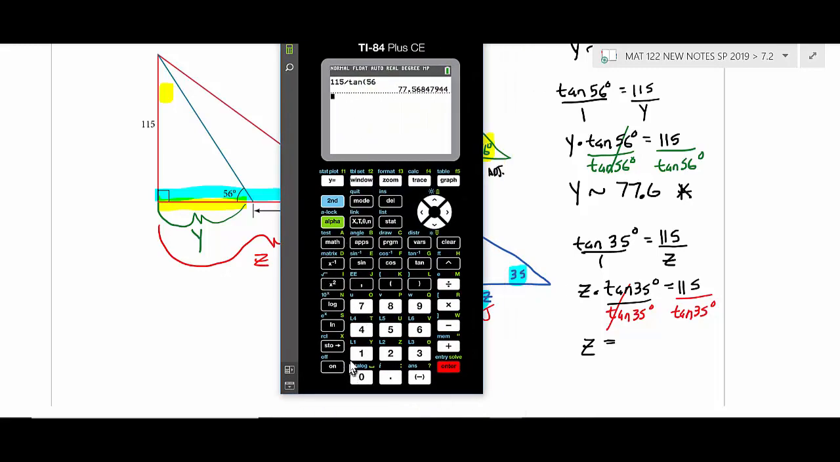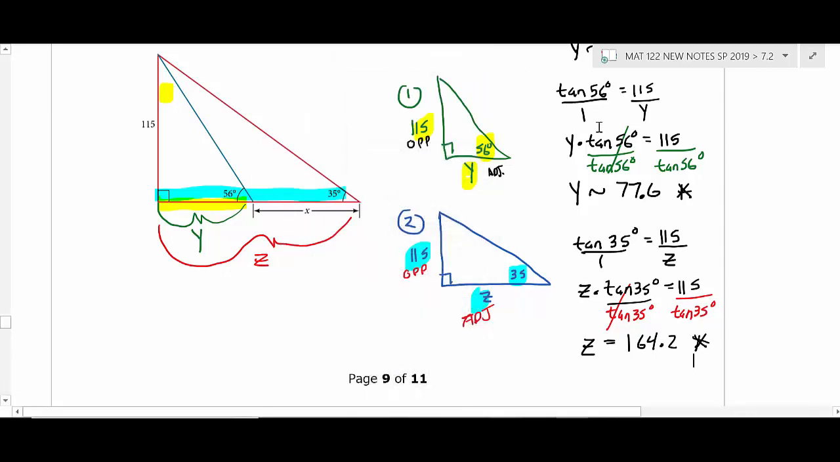So I'm going to take 115 divided by tangent of 35, and we got it. Okay, so let's see, that is going to be 164.2. Okay, and I expected that to be bigger. So see, what we have is we have these two parts. We got y is this, we have z is this. Now step 3, what do we do? Okay, z is the big part, y is the small part.